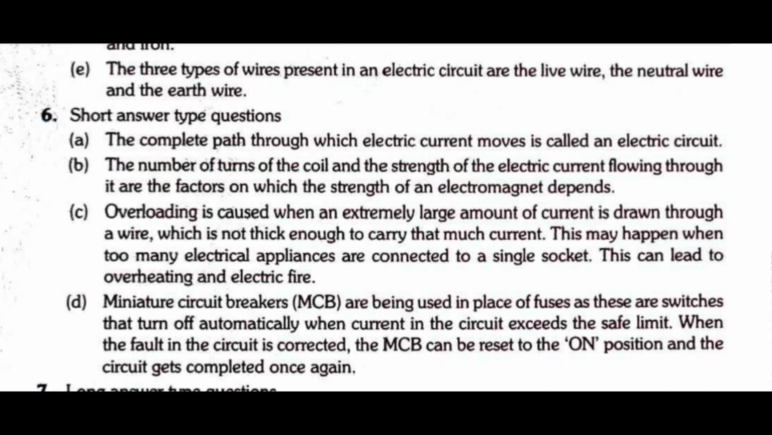Question number 6. Define electric circuit. The complete path through which electric current moves is called electric circuit. Question number B. On what factor does the strength of an electromagnet depend? The number of turns of the coil and the strength of the electric current flowing through it are the factors on which the strength of an electromagnet depends.